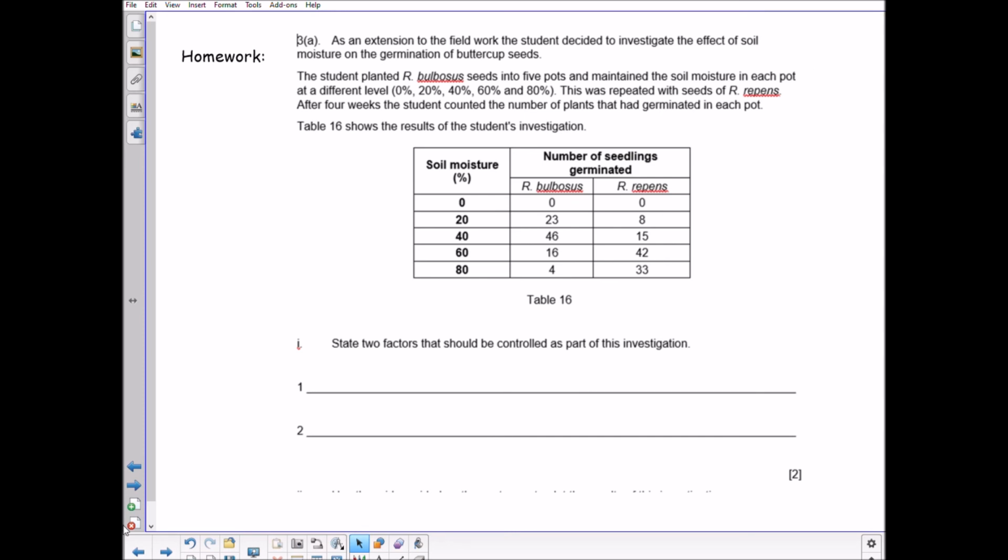Now we've had a look at that question, I would like you to have a go at this question, which is attached on Show My Homework, for another example of how to calculate the Spearman's rank correlation coefficient.